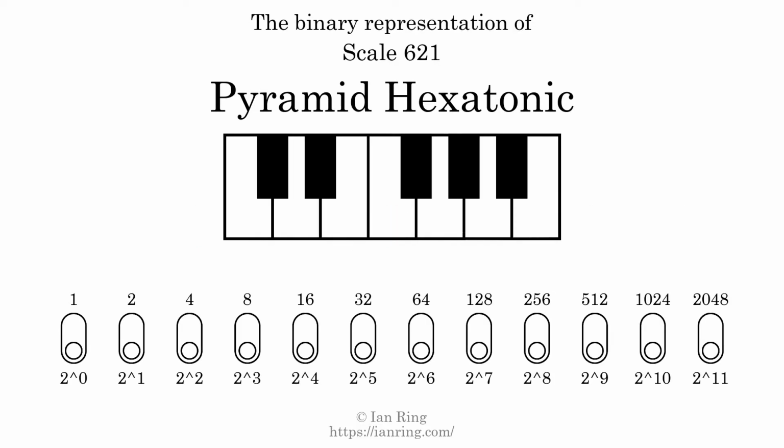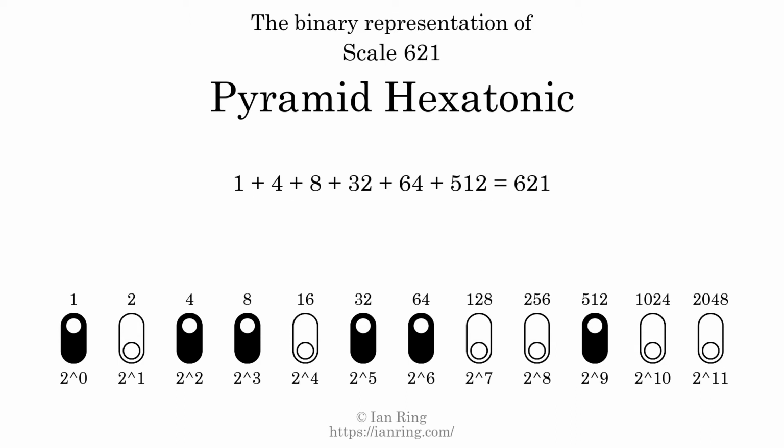The binary representation of this scale is determined by mapping tones of the scale to binary digits. Each binary digit represents a power of 2. To get the scale number, we add the powers of 2 together. The powers of 2 that are present in the scale, all added together, equals 621. That is why the scale number, in decimal, is 621.